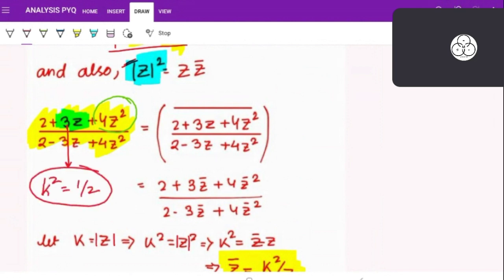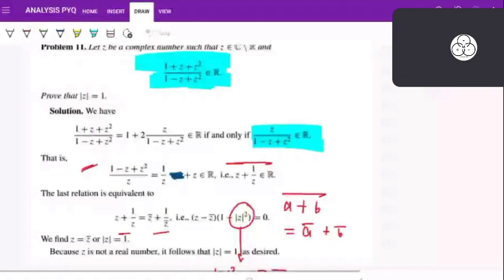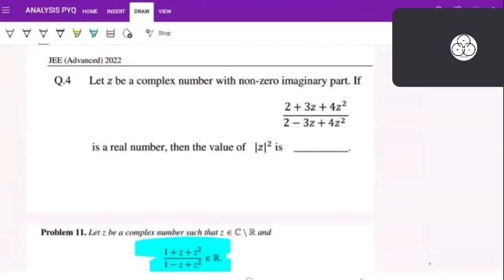And what we have been asked in the question is to find the value of mod z square. So you got the answer, 0.5. So this was the easiest method, I can say.